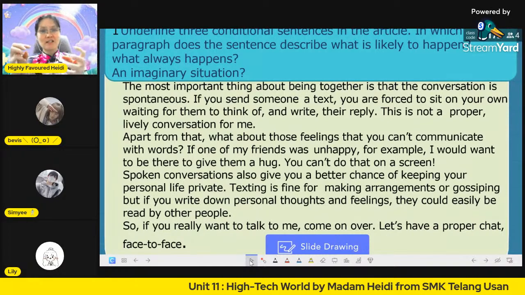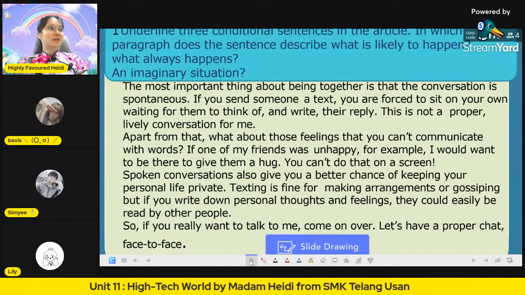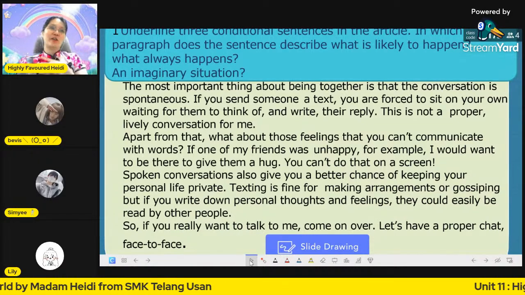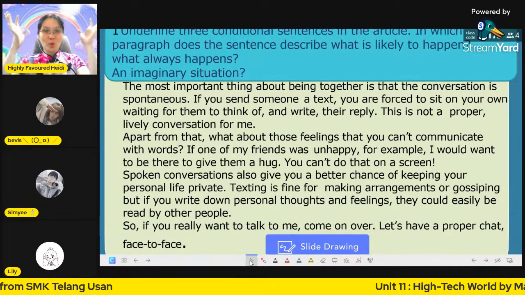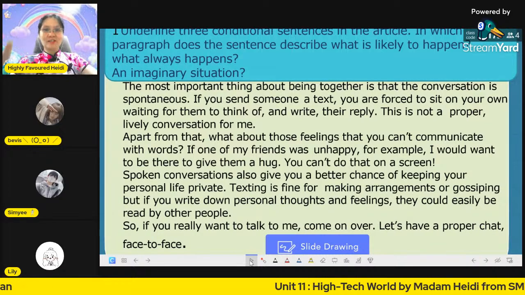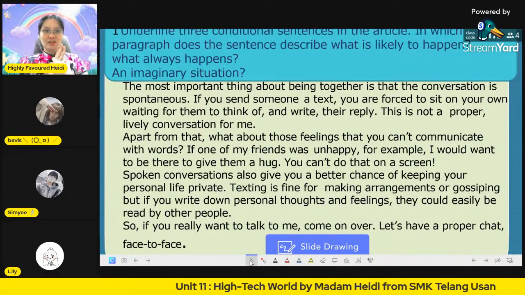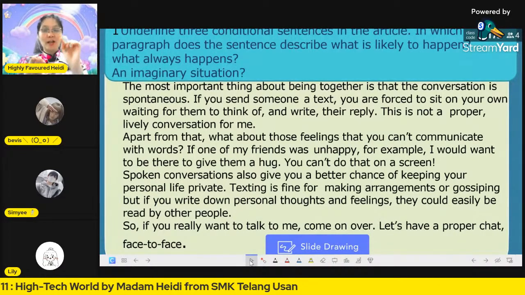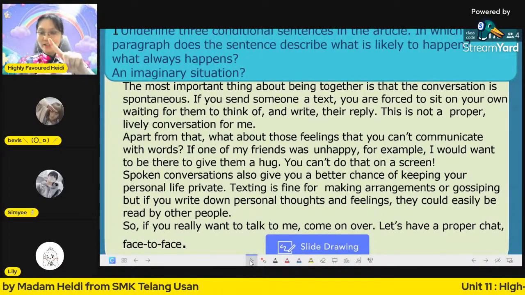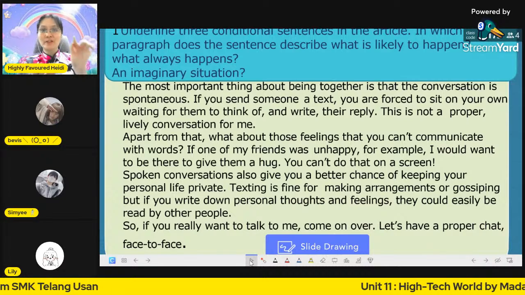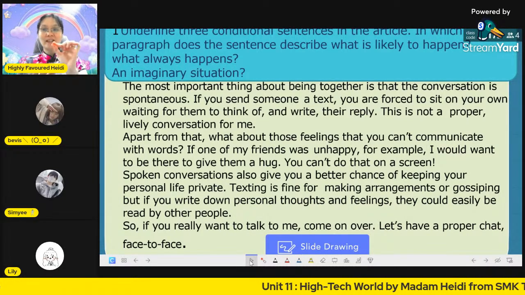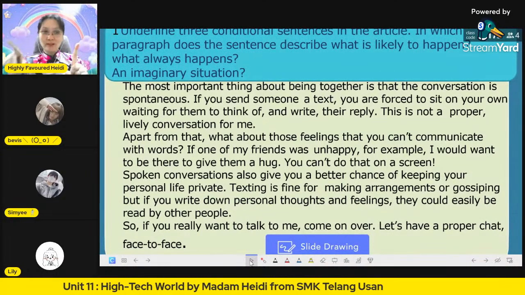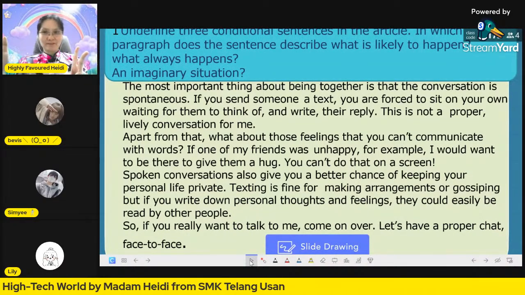Because conditional sentences use if, like if the sky is dark, I cannot go jogging this afternoon. So there's always this if. In this article there are three conditional sentences inside, so identify them. After you have identified them, the next one: in which paragraph does the sentence describe what is likely to happen? One is what is likely to happen, the second one is what always happens.